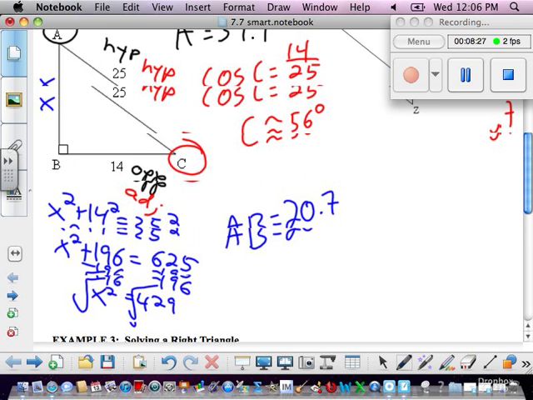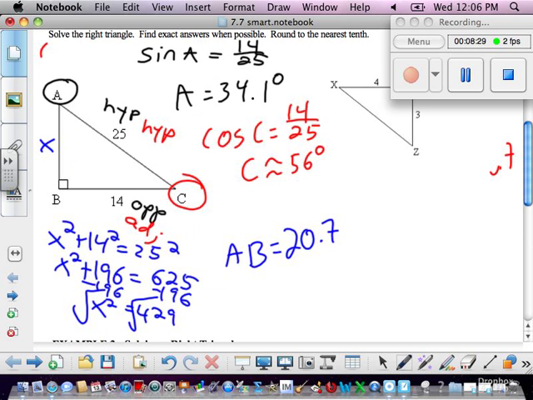So now, ladies and gentlemen, I have all 3 angles and all 3 sides. We're going to pause the recording now, and you are going to try the next triangle.